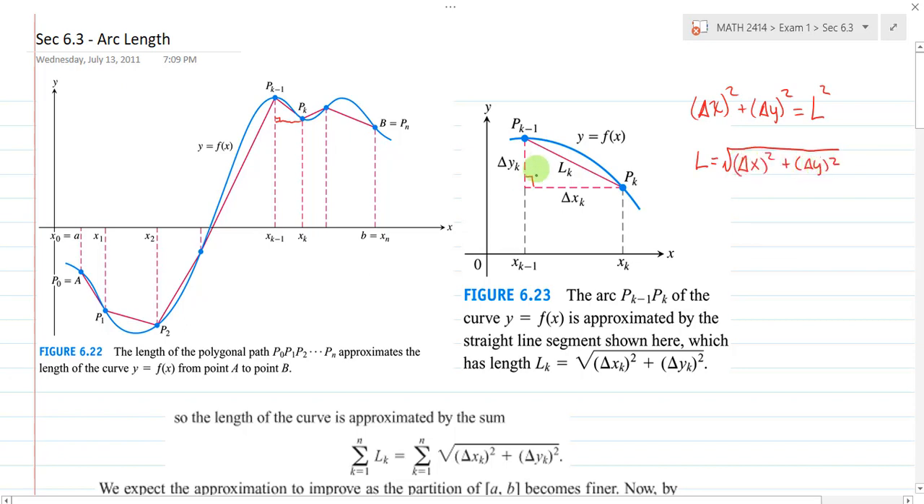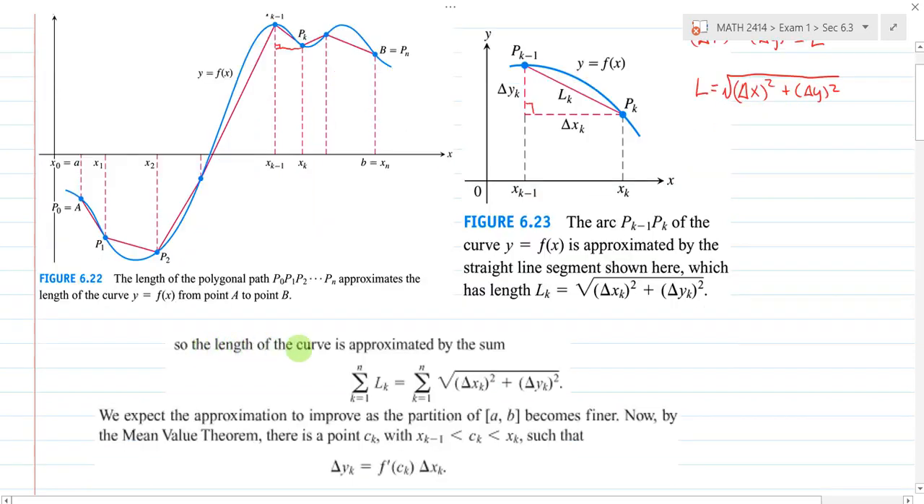So I could use the Pythagorean theorem to find the lengths of these straight line segments, and then I would add up all of those straight line segments, and it would give me an approximate value for the length of this curve. And I could get better and better approximations if I just interjected more partitions and made more of these straight line segments. So the length of the curve can be approximated by the sum of the lengths of all of these partitions, and how we find the lengths of those partitions is by using this formula right here that we got from the Pythagorean theorem. We expect the approximation to improve as the partition becomes finer and finer.